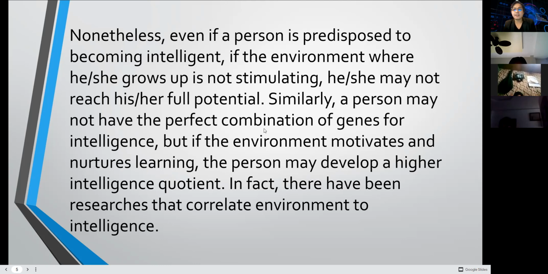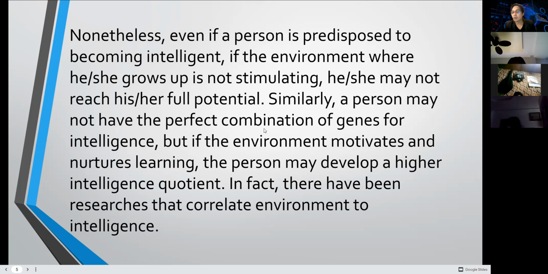Similarly, a person may have the perfect combination of genes for intelligence, but if the environment motivates and nurtures learning, the person may develop a higher intelligence quotient. Take note, IQ is not just in the genes. If you have the genes for a higher IQ, but you are not stimulated, then you will not reach your potential, or it will not give you a full potential.